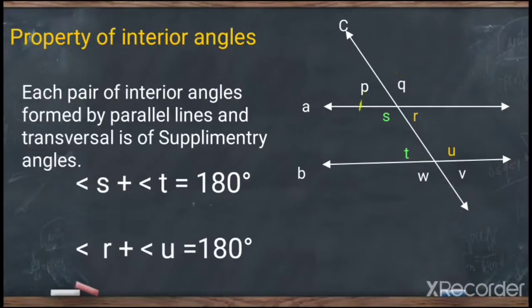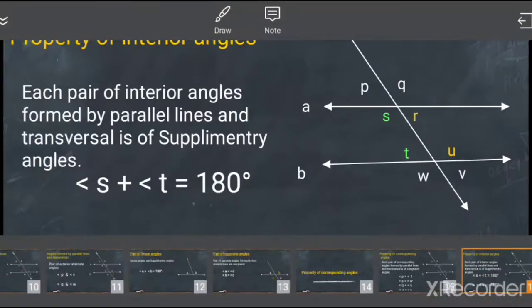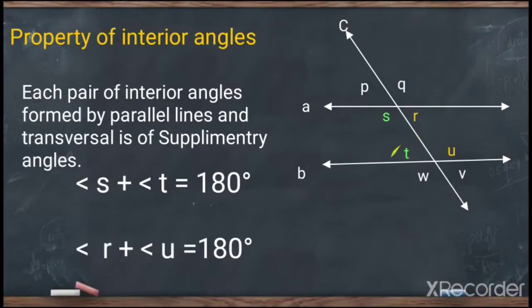Here also its addition is 180 degrees. Angle P and angle T are both corresponding angles. So again if you add here, its addition is 180 degrees because angle P and angle S are both linear angles. So you can substitute T instead of P, because angle P and angle T are corresponding angles. Therefore, its addition is 180 degrees. Similarly, you can say the addition of angle R and angle U is again 180 degrees.